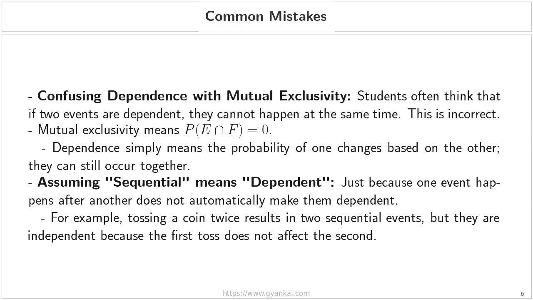Second, don't assume that just because events happen in a sequence, they are automatically dependent. Just because event A happens before event B doesn't mean it influenced B. Think back to the example of tossing a coin twice. Even though the second toss follows the first, the outcome of that first toss has 0 impact on the second. That is a sequential process, but the events remain independent.